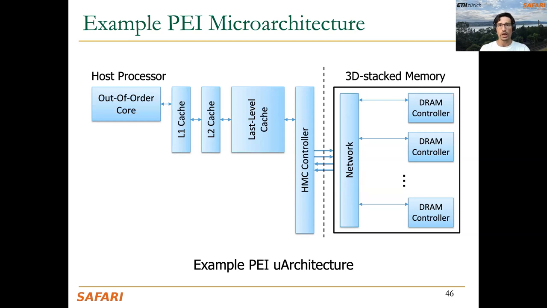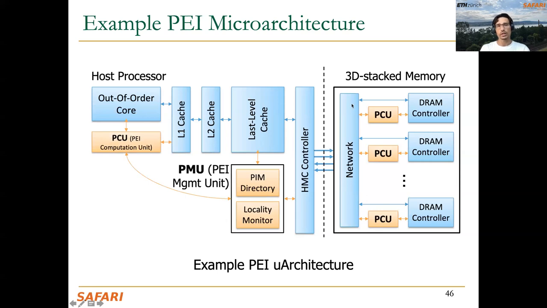This is an example PEI microarchitecture, where this work extends a conventional system with a host processor and a deep cache hierarchy, the memory controller, and access to, in this case, a 3D-stacked memory. This system is extended with the corresponding PEI units. You can see these PCUs here that are the units that are going to execute the PIM-enabled instructions on the memory side, but there is also a PIM directory and locality monitor in order to make sure that the scheduling decisions are correct. And these scheduling decisions will be made based on where the data resides.